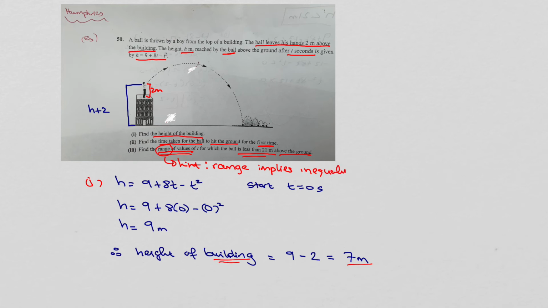And how do I set up the inequality? Well, the word that's here is less than. It doesn't say less than or equal to, it says less than. So our inequality then is going to become h, the height, is less than 21 meters. But we know that h is 9 plus 8t minus t squared. So that means that has to be less than 21.